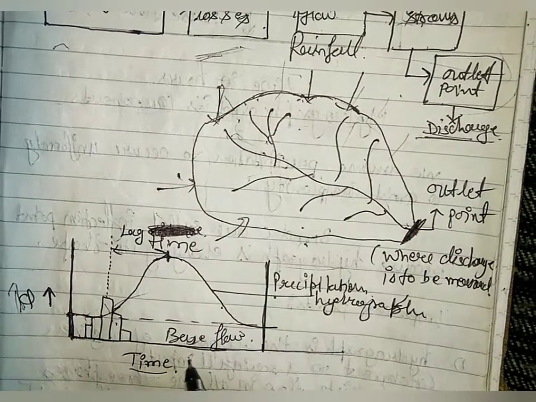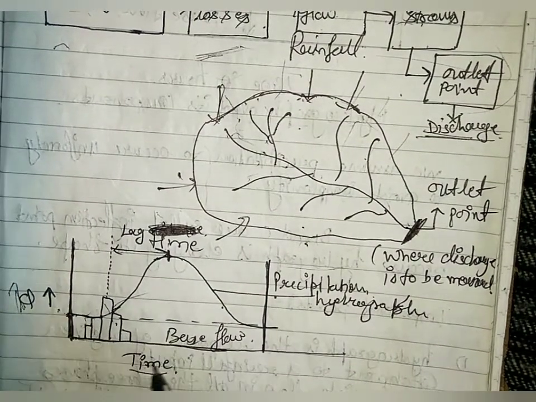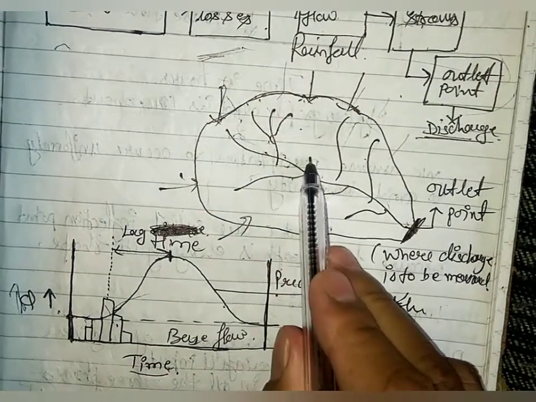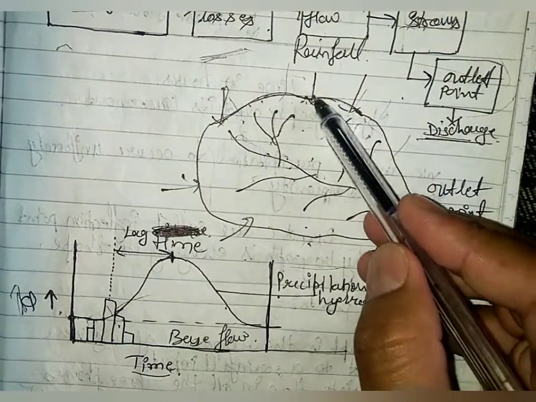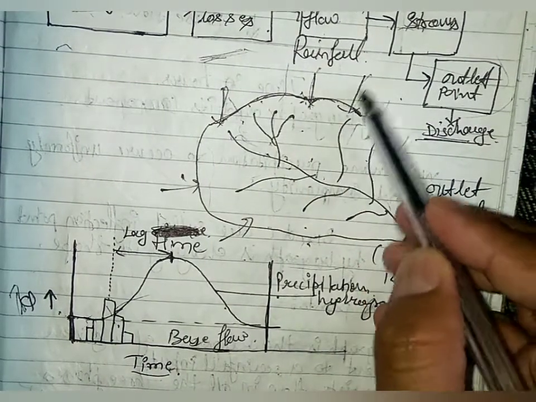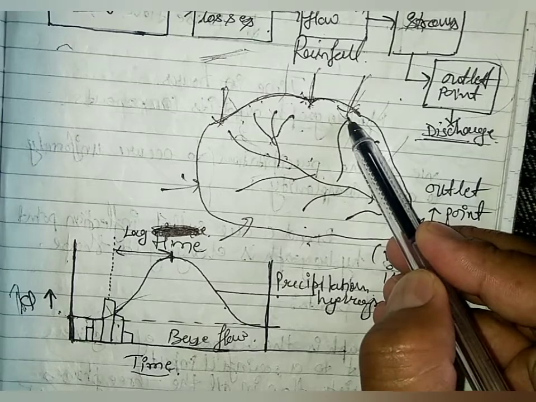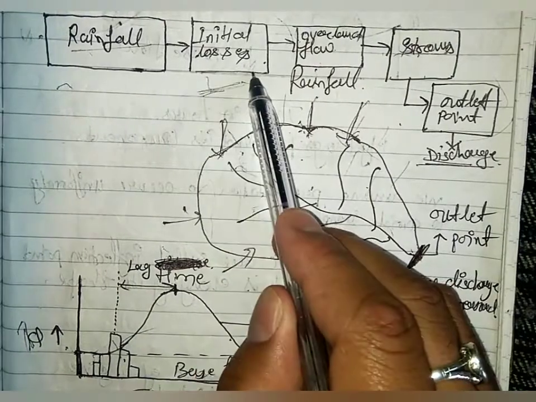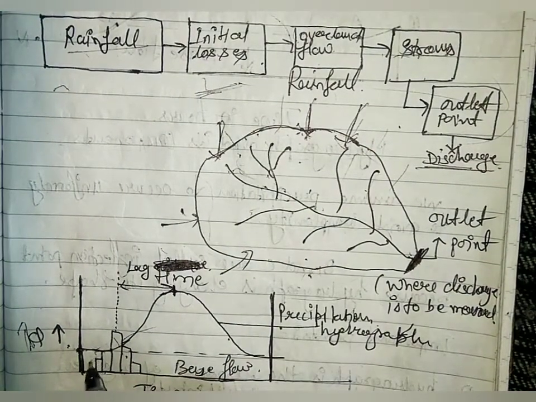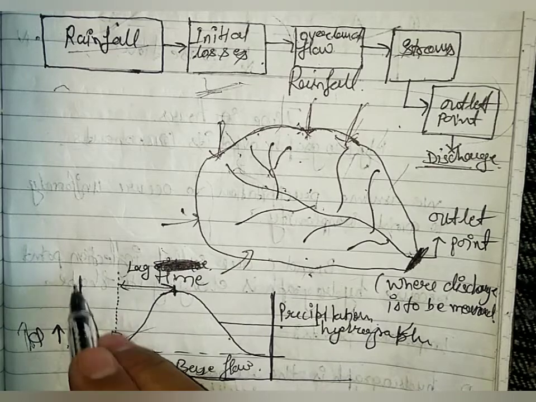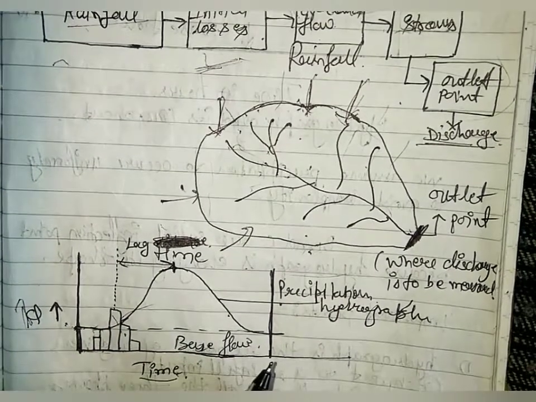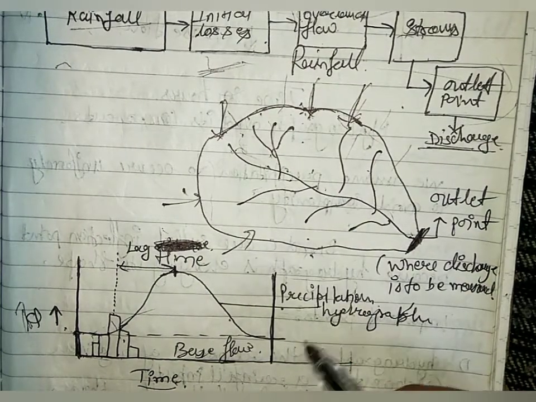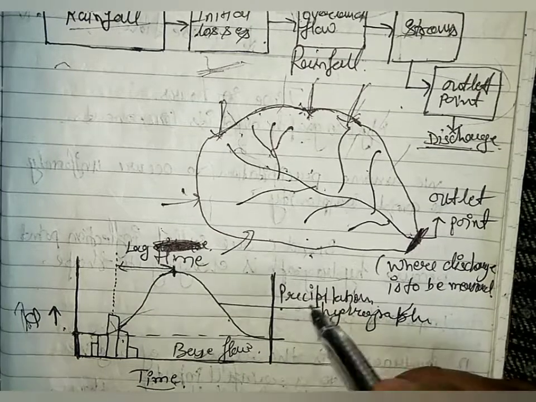Now let's understand the discharge versus time relationship for this catchment for the given rainfall. Whenever the rainfall occurs, first of all, the initial losses are met. We are going to take discharge on the y-axis and time on the x-axis. We are also going to take precipitation along with the discharge here.